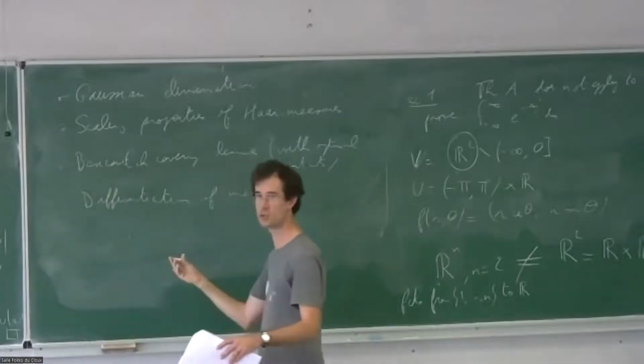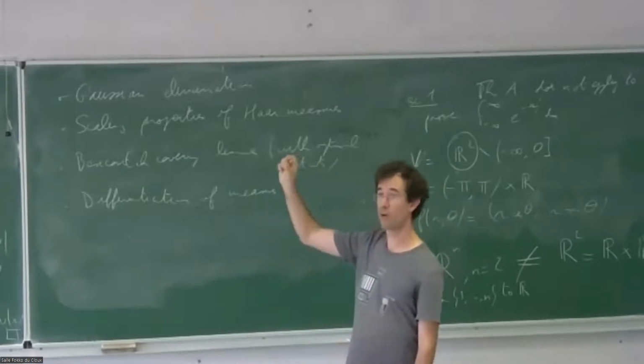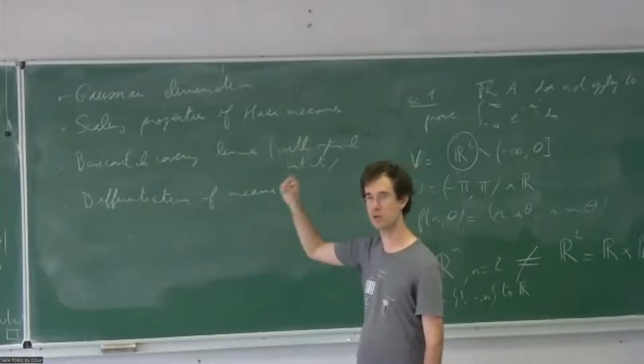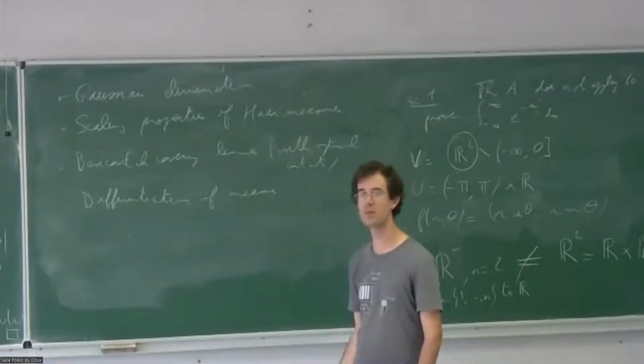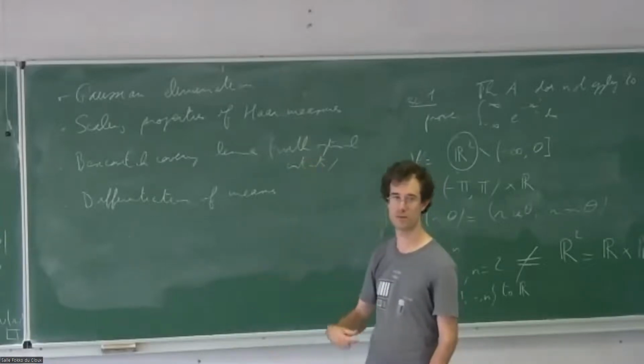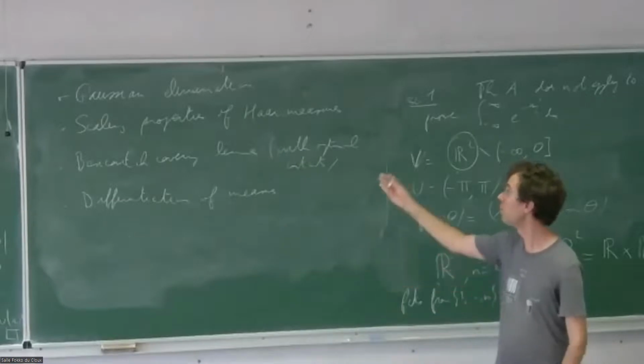That means you have two measures, and you look at the measure of the ball of radius r for the first measure divided by the ball of radius r for the second measure, and you look at the ratio when r tends to 0. This has to tend almost everywhere to the Radon-Nikodym derivative of the first measure with respect to the second measure, and that's something you need for this proof.